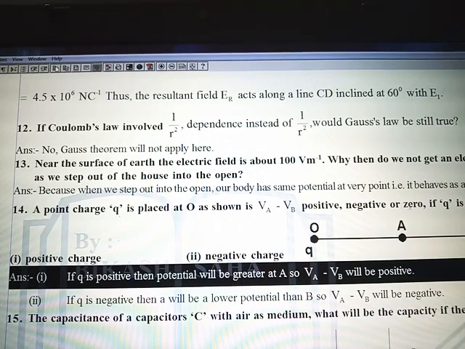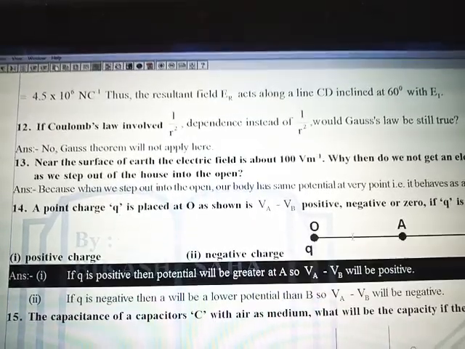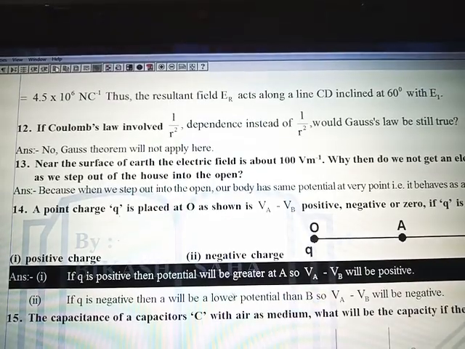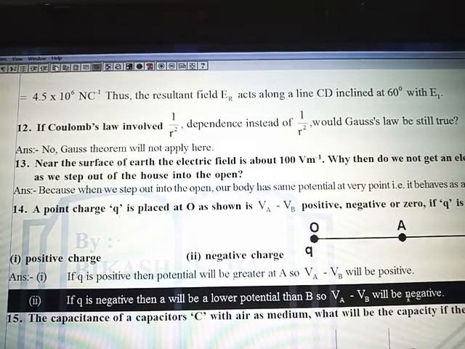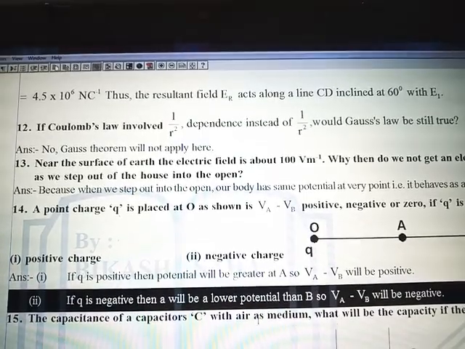And in number 2, when the charge is negative, then VA will be less. For example, minus 10 and minus 5. Minus 10 is less than minus 5. So you can check here, the answer is, that's why they are showing here, it is negative. Is it clear?